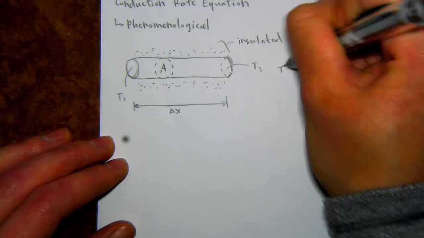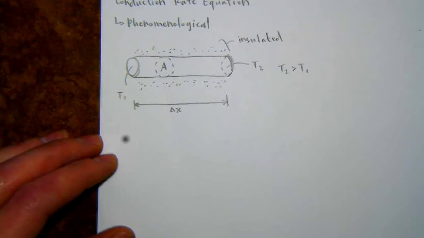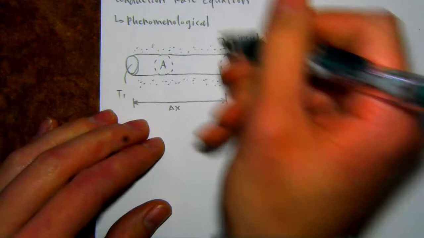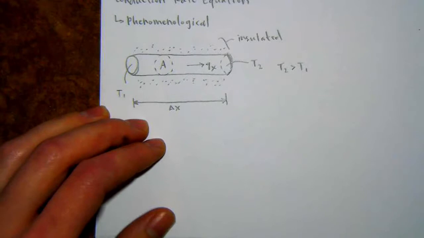And then we'll note that T2 is greater than T1. So intuitively, you should know which direction heat transfer is going to be occurring. It's going to go from T1 to T2, right? So from the colder to the hotter side. We'll represent that by little q and then x, because we've got heat transfer occurring only in the x direction.